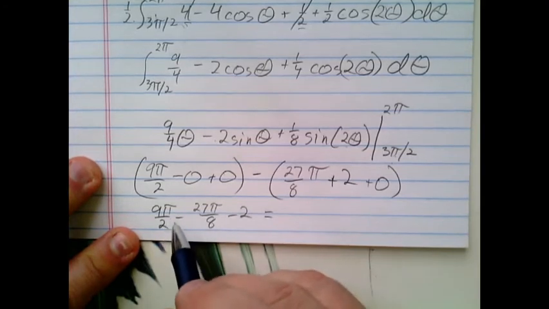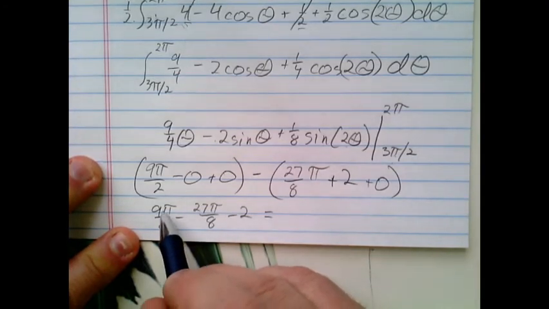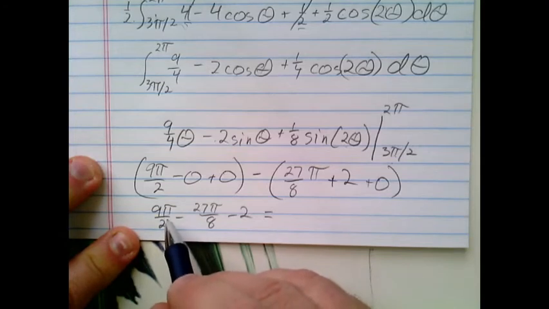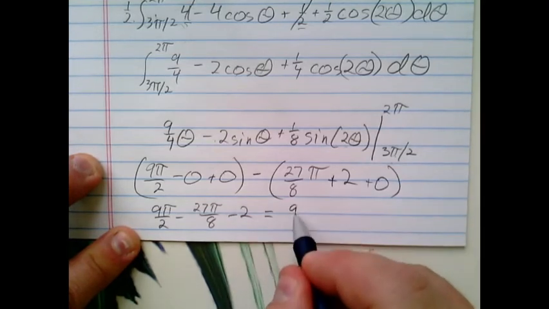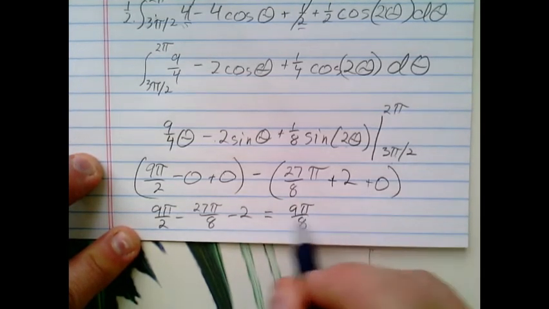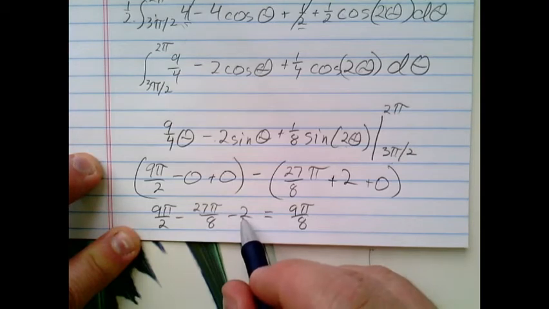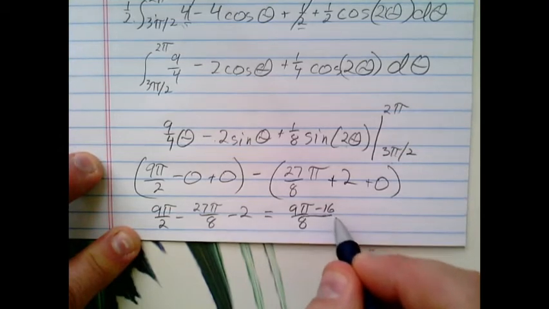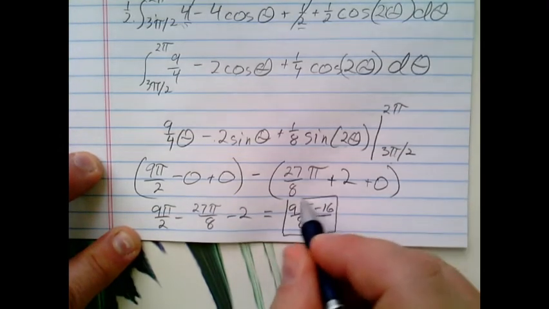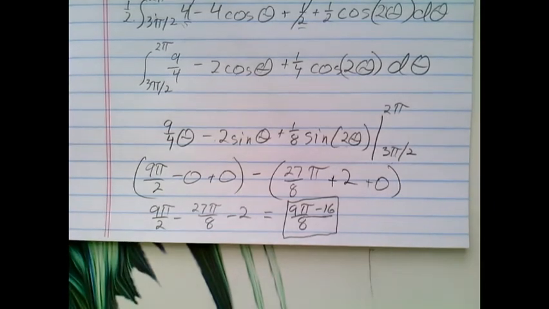Well, let me see. A common denominator would have to be 8. So multiply top and bottom by 4, I would get 36 pi over 8 minus 27 pi over 8. That would be 9 pi over 8. And if I made that 2 a 16 over 8, I could say minus 16 like that. And of course, it would be fine if you got a decimal for that as well. In MyOpenMath, you'll of course need to do whatever it asks for. But if the problem doesn't say, then generally I'm okay with either an exact form or a decimal form.